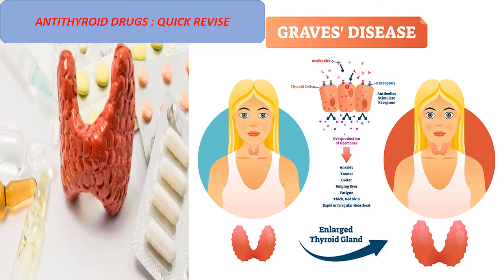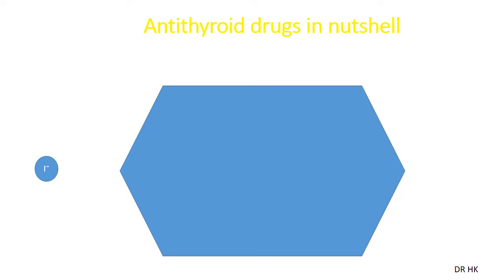So these hormones circulate in excessive concentrations in the circulation, and they can produce anxiety, tremors, goiter, bulging of the eyes, which is known as exophthalmos, fatigue, thick and red skin. There may be excessive sweating also, and rapid or irregular heartbeat. So in this, the thyroid gland becomes enlarged. So our goal is to lower the T3, T4 in the circulation.